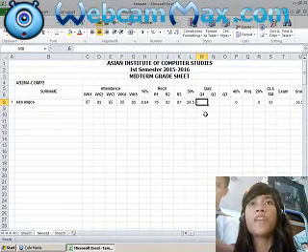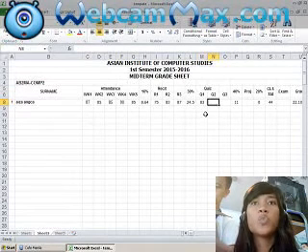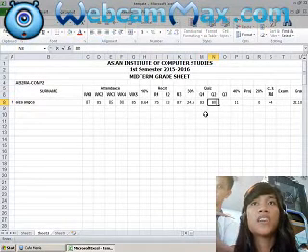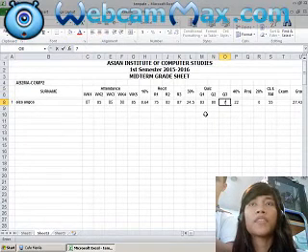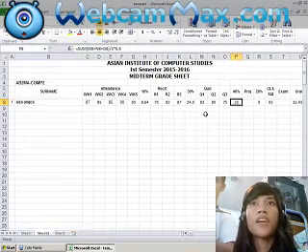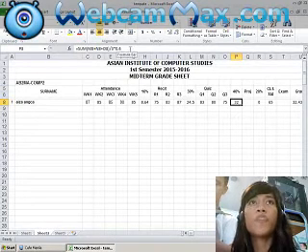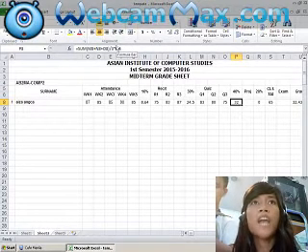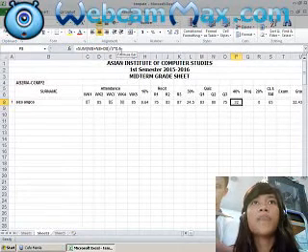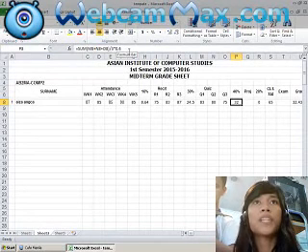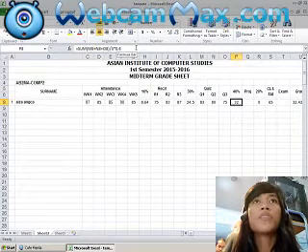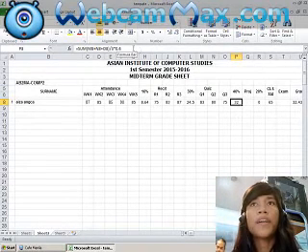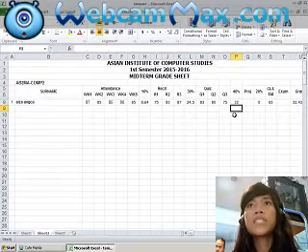For example, on Q1, 83. Q2, 80. Q3, 75. And to get the total, we will use the formula: equals sum, open parenthesis, M8 plus N8 plus O8, close parenthesis, and divide it by 3 and multiply by 0.4. And the total is 32%.